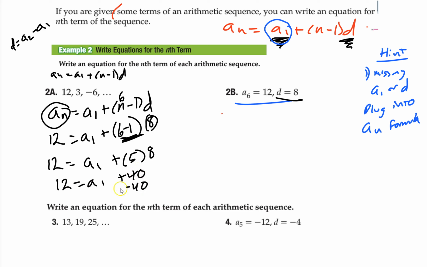Subtract 40 from both sides. A1 equals negative 28. So now I have my A1. Now I could make a formula, because all you need for the formula is A1 and the common difference D. You didn't have A1, you had to find it. So how do you find something when you're missing it? You go back to the original formula. And now you can come up with a generic formula.